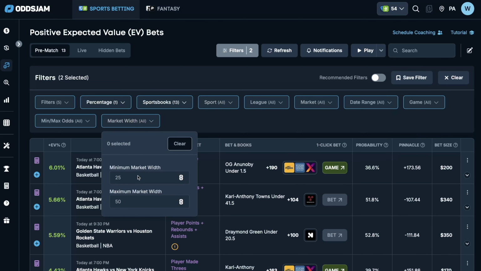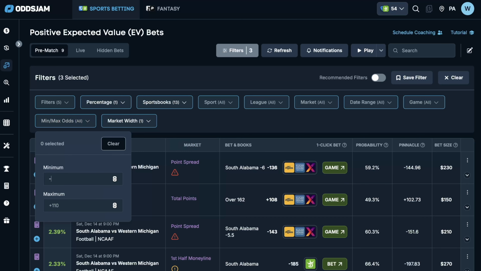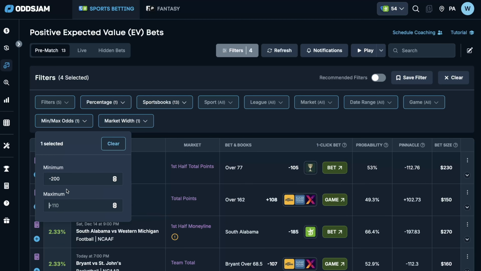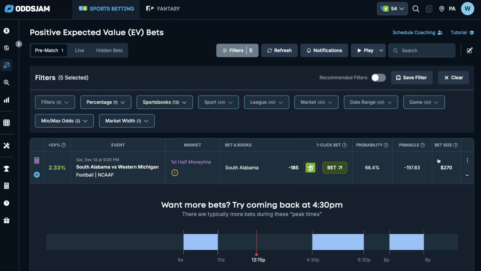For our market width, we are going to leave our minimum market width blank. Our max market width is going to be at 40 cents. If you want to move this to 35 or 30, feel free to do so. Now, we just established that 1 unit is going to be $100. So for our first range of plays, this is going to be between minus 200 to minus 150. Everything is derived off of the no-vig fair odds. We are only going to pay attention to this column right here.